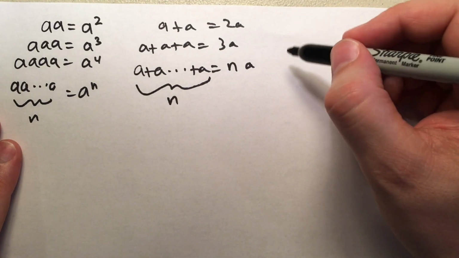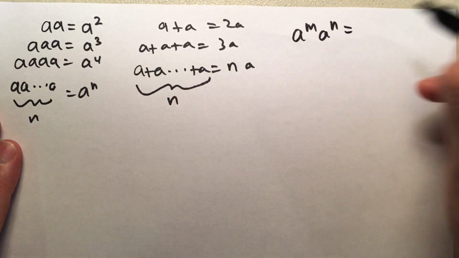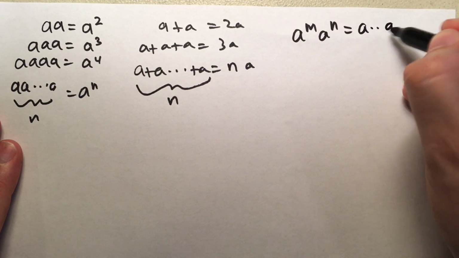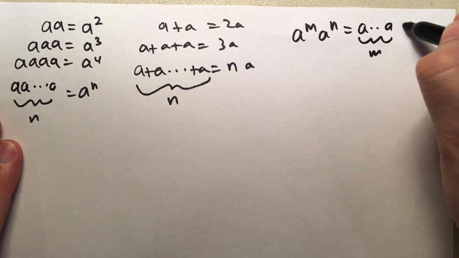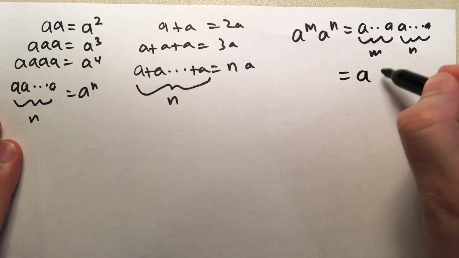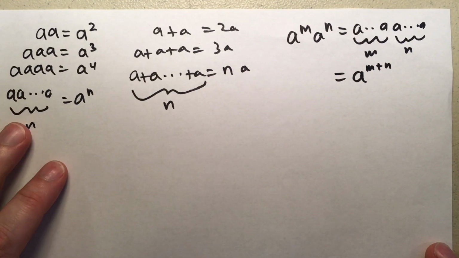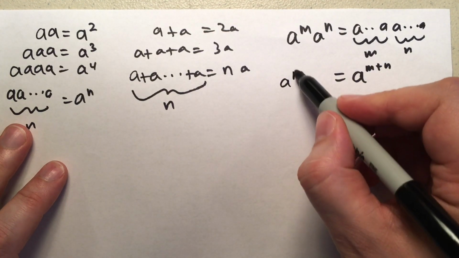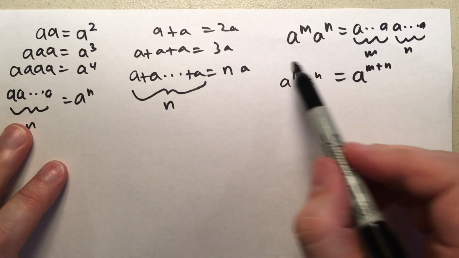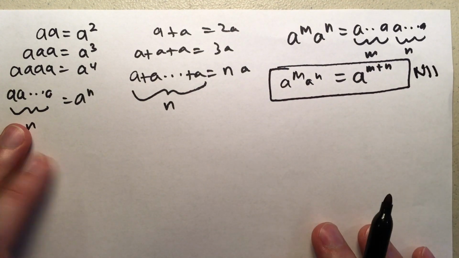What if you have a to the m times a to the n? What does that equal? Well, you're going to have a times a, m times, and then a times a, n times. So that's going to be the same as a to the m plus n. Memorize that. Very important. N11.